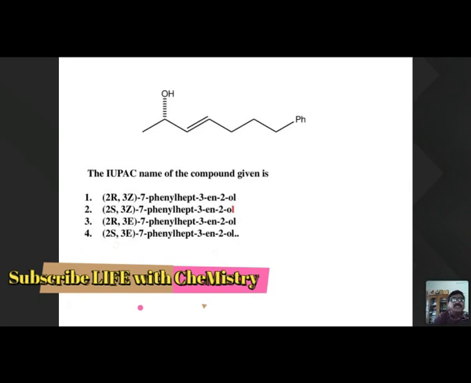But you can also choose the answer in another way. You can view from this front side and choose the opposite answer, because the lowest priority element is towards you. So 1, 2, 3, it is R, therefore your answer is yes. So the correct answer is 4. It's very simple. You need to know the ZE configuration and the RS configuration. That's all, they are combined together.